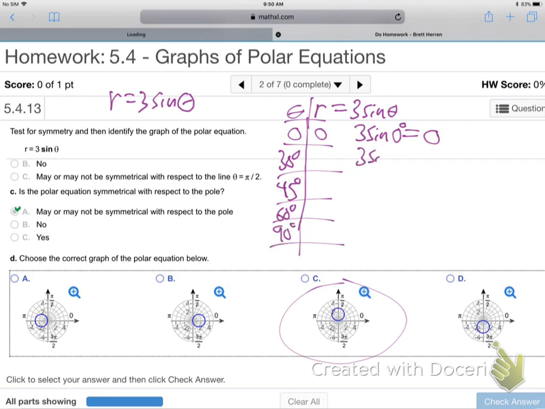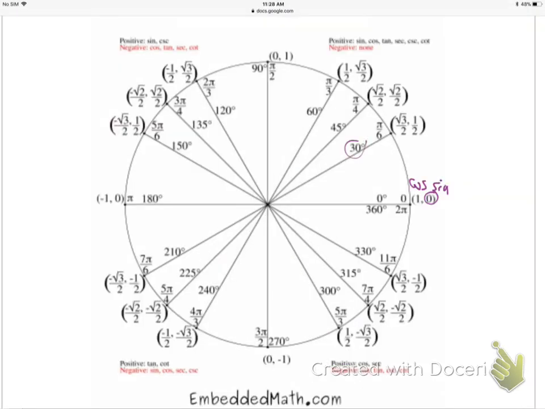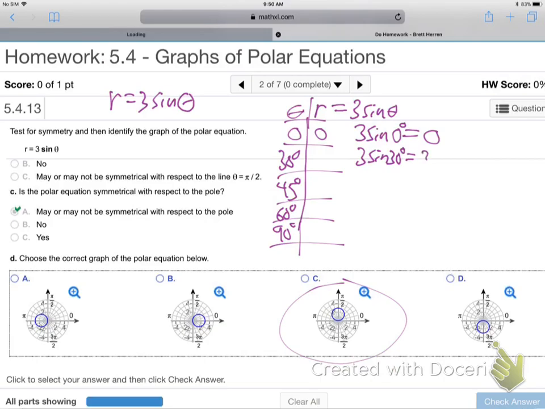So 3 sine 30. Okay, what's sine 30? The sine of 30 degrees is a half. So this is 3 times a half. Just use your calculator, 1.5. Just use decimals. 3 times a half, 1.5. Good so far. Everybody see what I'm doing? I'm just plugging in some theta angles, starting at 0 and going up to 90 on the nice ones I know.